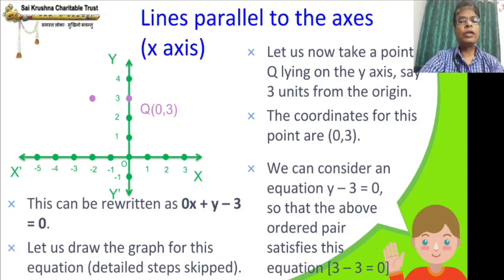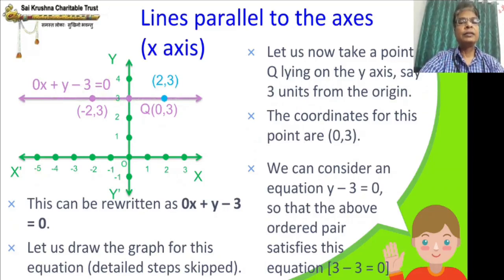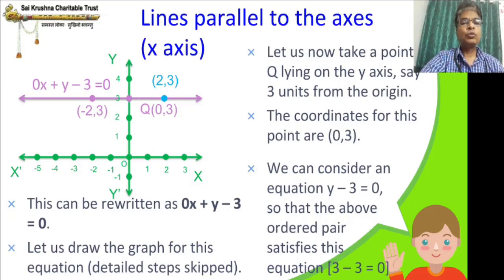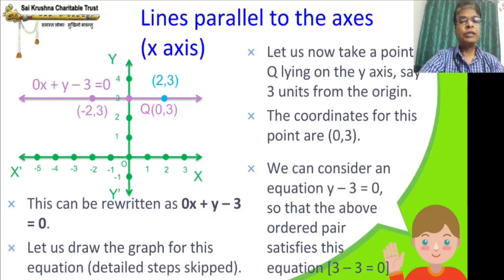Let me see what point I have taken. I have taken (-2, 3), then draw the line, then take 0x plus y minus 3, I have written the equation, then take (2, 3), it is lying on the same line. (2, 3) satisfies the equation. You can just check: 2 into 0 is 0, plus 3 minus 3 equal to 0. So it is matching, LHS equal to RHS. So this blue point is lying on the purple line, that means the line is correct.